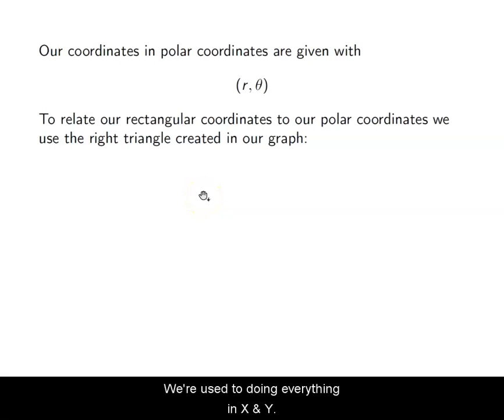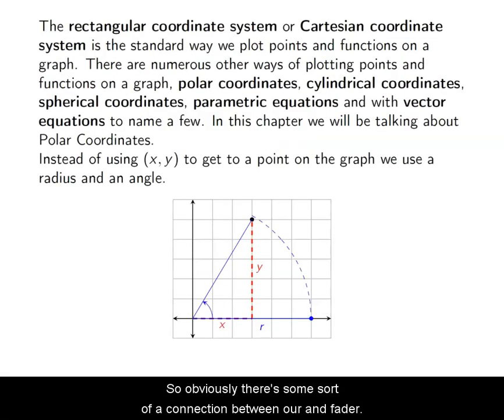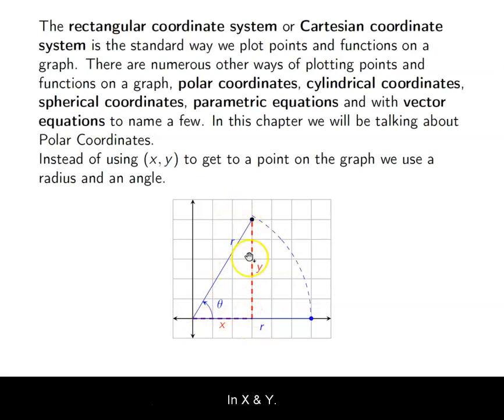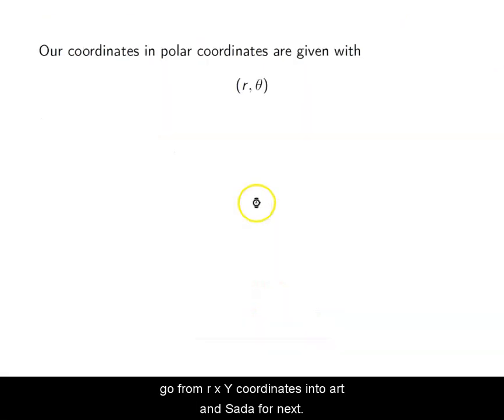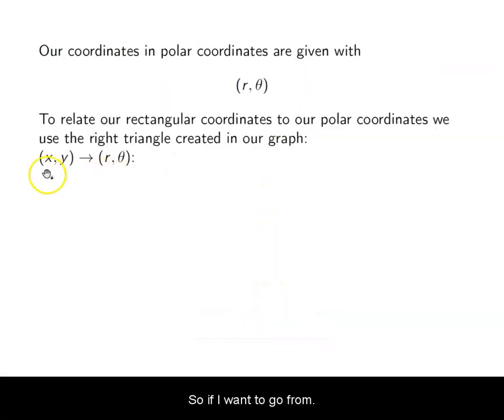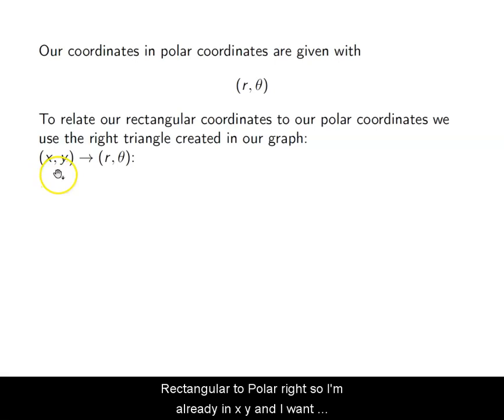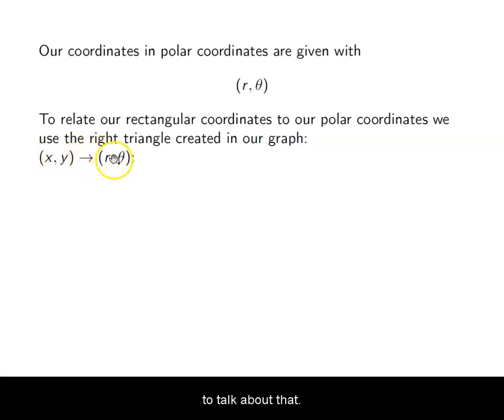We're used to doing everything in x and y. So obviously there's some sort of a connection between r and theta and x and y. Right? So since we're used to doing everything in x and y, it's nice to have a relationship so that we can talk about how to go from our xy coordinates into r and theta coordinates. Okay. So if I want to go from rectangular to polar, right? So I'm already in xy and I want to talk about that in polar coordinates.